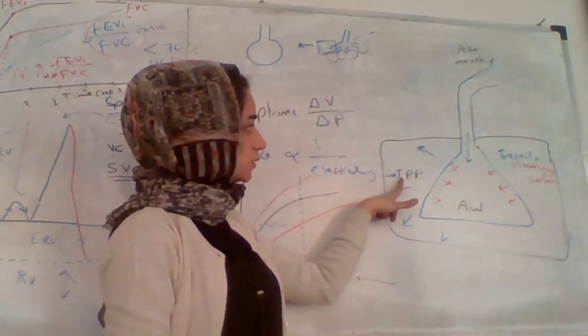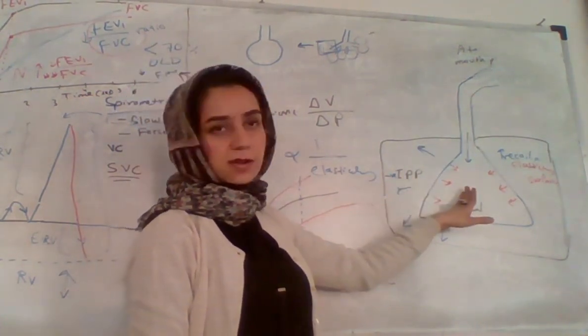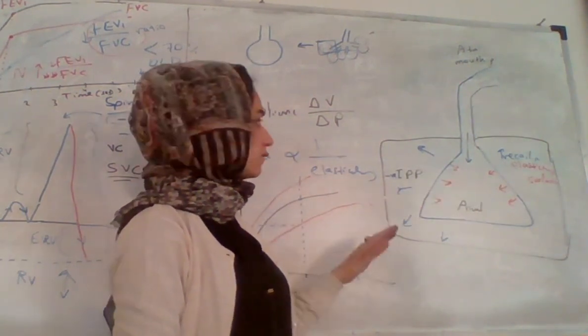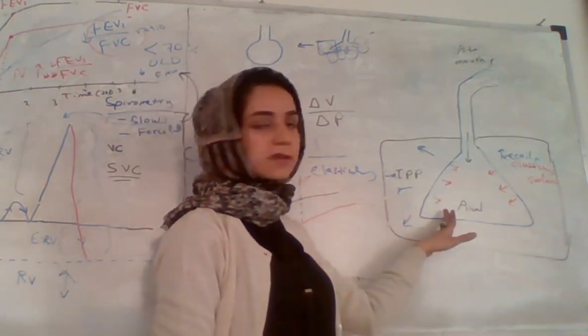But when it becomes positive, it is still negative in regard to the alveolar pressure because it is less than the alveolar pressure. So every time the pleural pressure should be lower than the alveolar pressure.